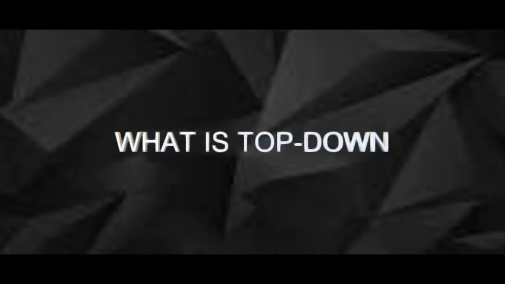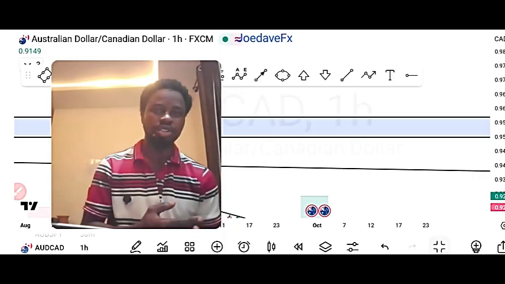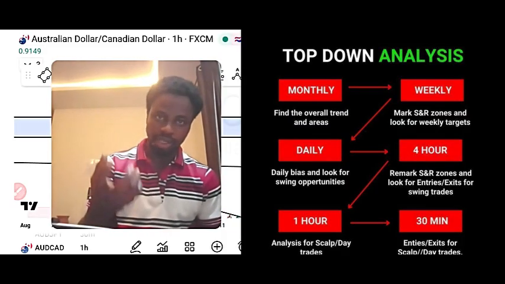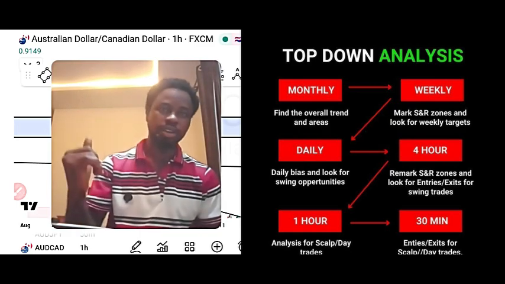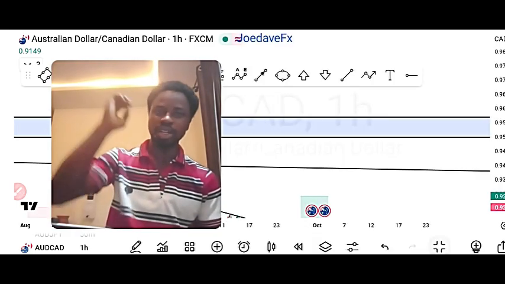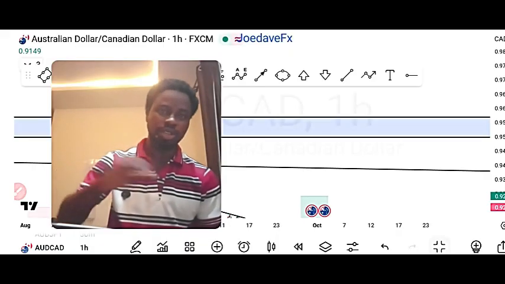Top-down analysis is just you analyzing from the higher time frame, from the monthly to weekly, daily, and coming to 4 hours, 1 hour, to take your entry. So that's what is called top-down analysis. From the top to the down, that's why it's called top-down analysis.